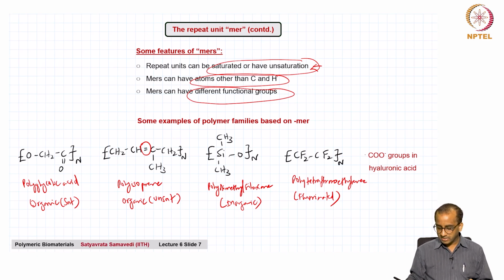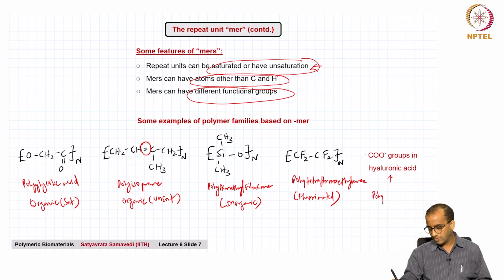And as a final example, you also have the COO minus groups in hyaluronic acid, which would be considered a polyelectrolyte, which is a charged polymer, and that can have specific implications for its functionality wherever it is present, particularly in the cartilage. And as we will see later, charge here plays a very important role in how it interacts with its surroundings, and that plays a very crucial role in how it helps the cartilage do its regular functions in the knee.